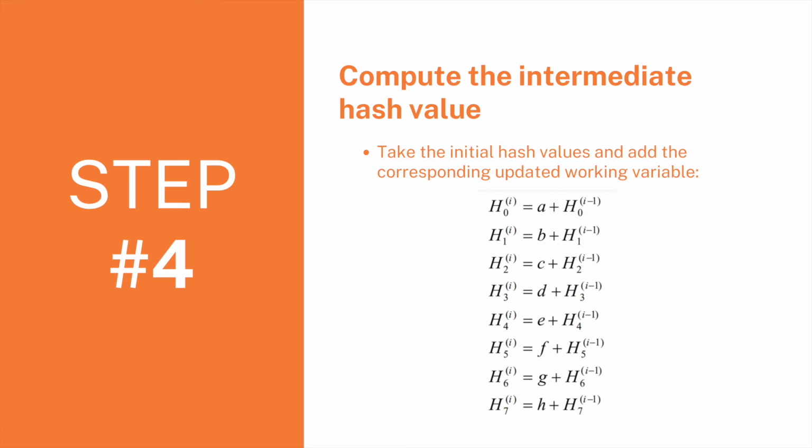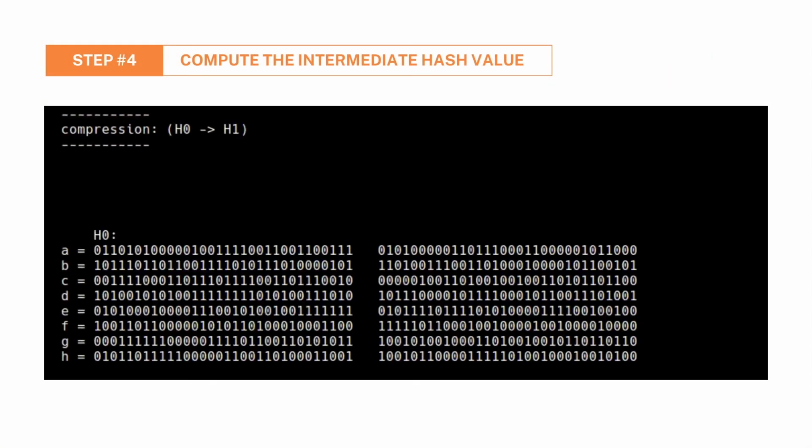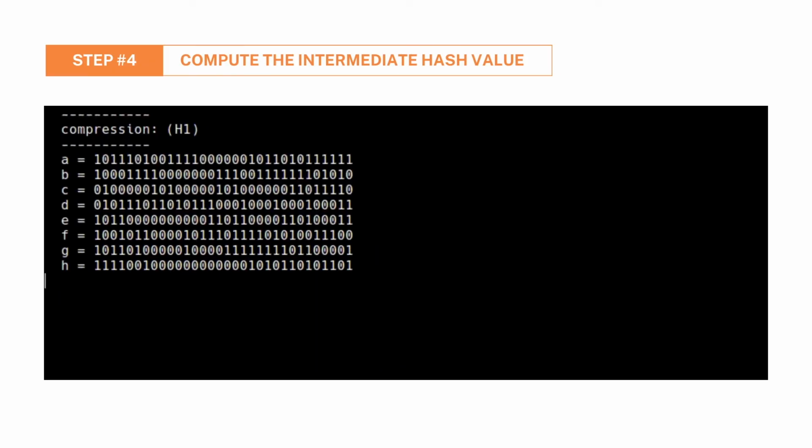Step number 4. We have to take the initial hash values that we started with and add the end result of our compression to each hash value. And then we're done with the compression of our first message block. Remember that we did this process only once since we only have one message block.